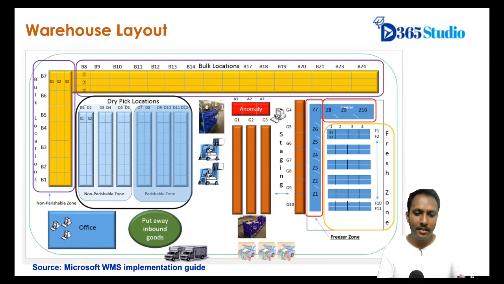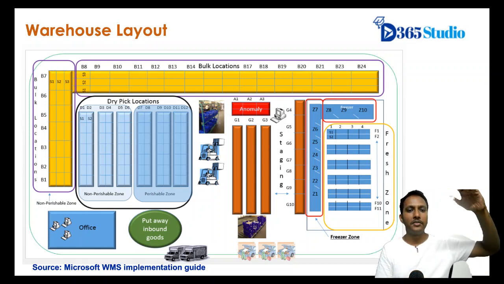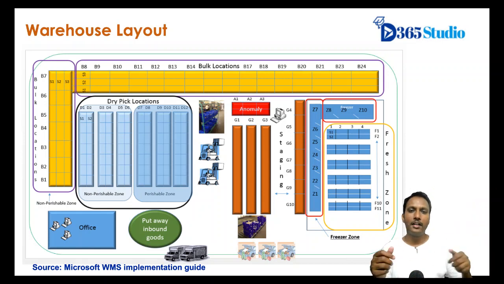Okay, and then in addition to that, we also talked about the bulk locations. It depends on how the warehouse is structured. In some warehouses, within the rack, the upper shelves are generally considered bulk locations because they can't easily keep going up and bring them down, right? So that is the reason these are bulk locations.